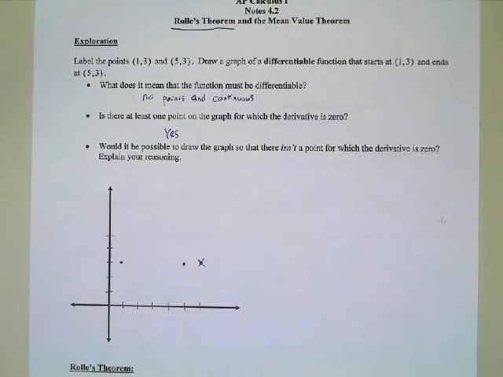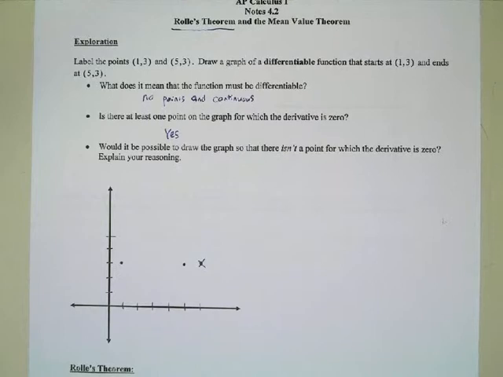Would it be possible to draw the graph so that there isn't a point for which the derivative is 0? Explain your reasoning. So what I mean is, following these same conditions, keeping the fact that (1, 3) and (5, 3) are going to be our endpoints, and we want it to be differentiable. Is it possible to draw such a graph so that there won't be a place where the derivative is 0? I'm going to say no, there's no space to draw.